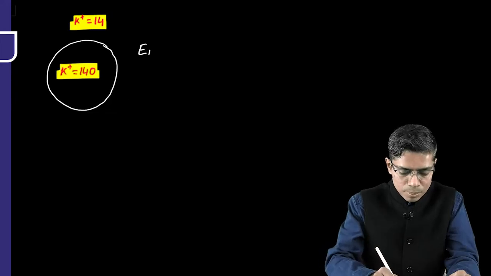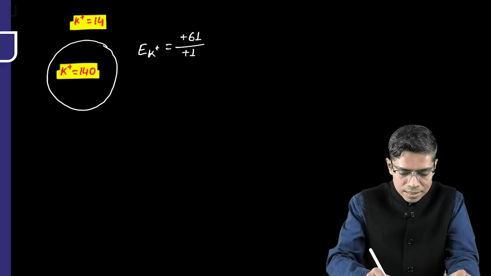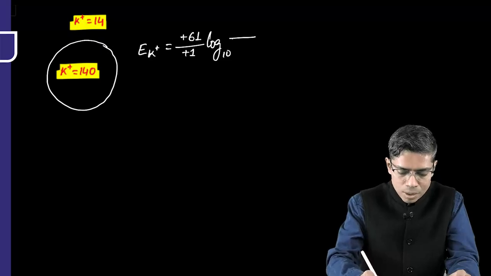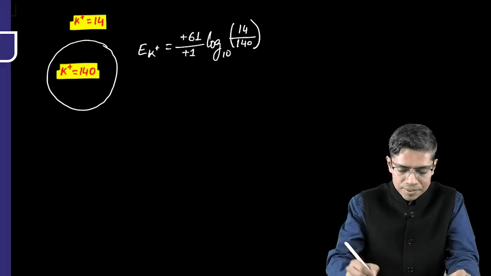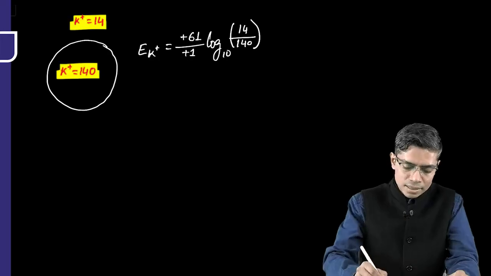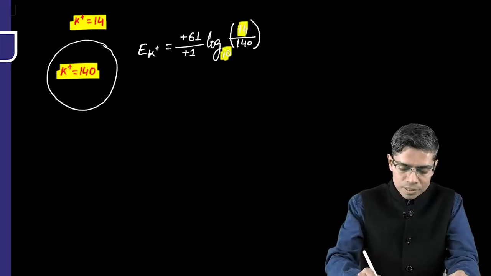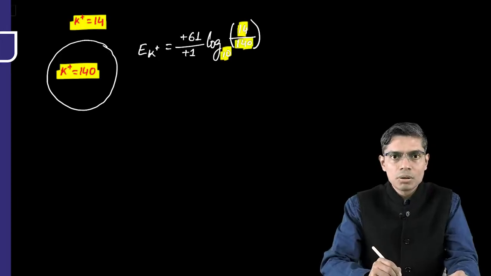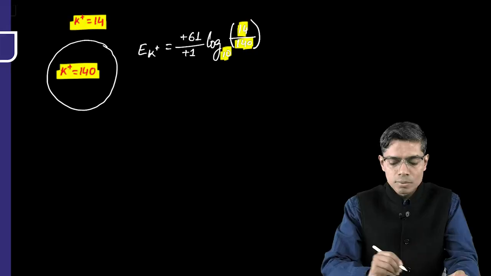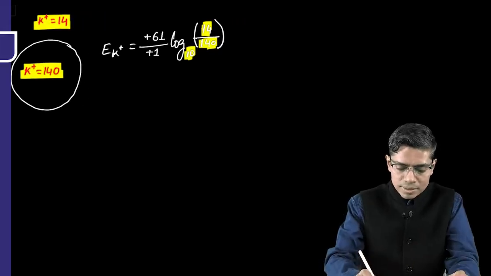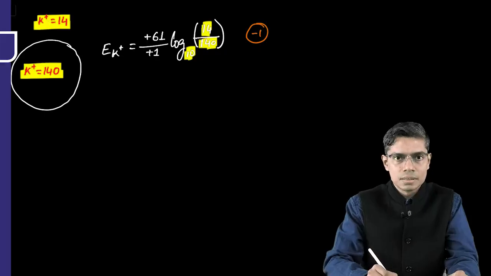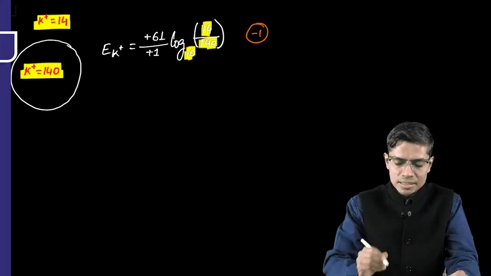So for the equilibrium potential of potassium in this cell, we are going to apply this formula, plus 61 millivolt upon Z. Z for potassium is plus 1, log base 10 of the concentration of potassium outside the cell, 14, over the concentration of potassium inside the cell, 140, right? So now I can understand that this is log of 1 upon 10 with base 10. What is the value of that? We know this has a value of minus 1.